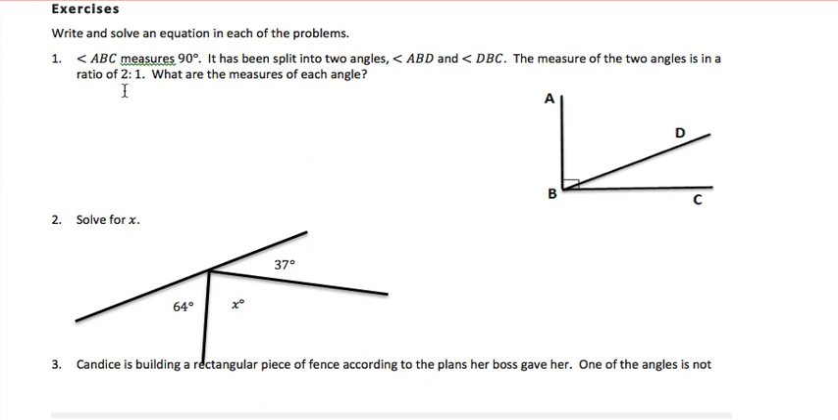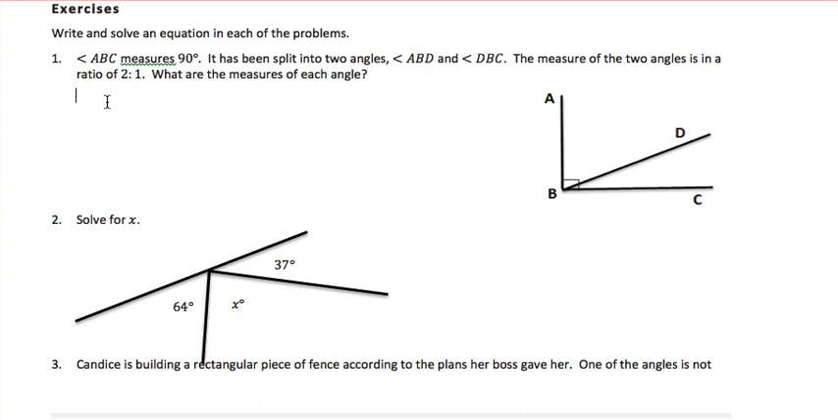Number 1, angle ABC, this is the symbol for angle, measures 90 degrees. It has been split into two angles, angle ABD and angle DBC. Please notice we have to use 3 letters to name these angles because one letter, angle B, doesn't tell us anything. The measure of the two angles is in a ratio of 2 to 1. So we need to find the measure of each angle. That means then that ABD is twice as big as DBC.